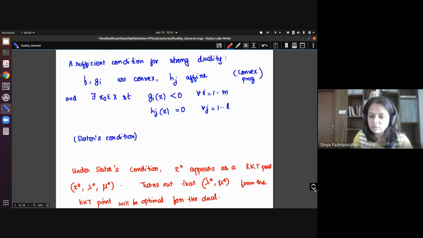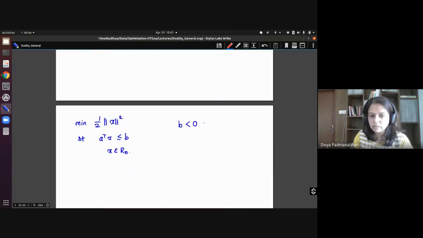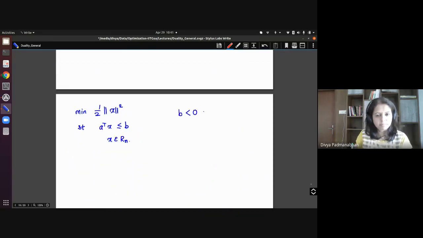Okay, so let's just see one example of this. I will just take one simple example. So this is the problem, where you're trying to minimize norm of x squared by 2, subject to this linear constraint, A transpose x less than or equal to b. Okay, and in particular, b is given to be less than 0. So let's just see what this region means.